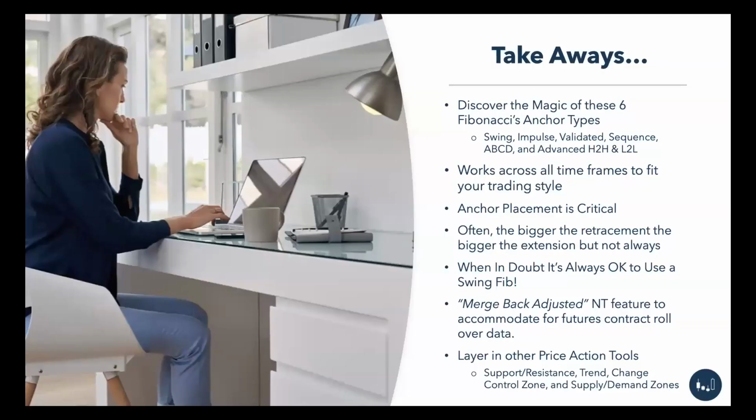So some of the key takeaways here: I call it the magic of the Fibonacci anchors. You saw how some of those were right to the tick. You saw how strongly some of those zones had held. We looked at the swing, the impulse, the validated, the sequence, the ABCD, and the advanced high to high and low to low. It does work across all time frames to fit your trading style. So if you're a swing trader or an investor, I use the same principles for my retirement funds and maybe have 1 or 2 transactions a year or something like that.